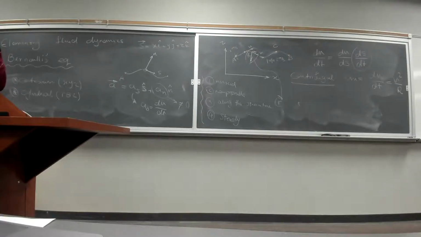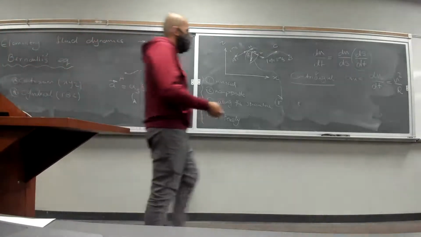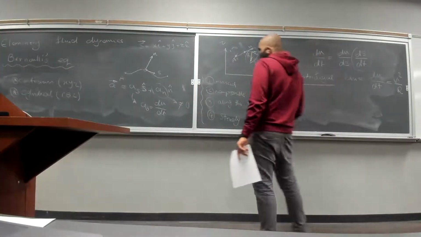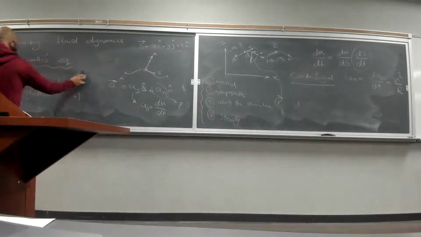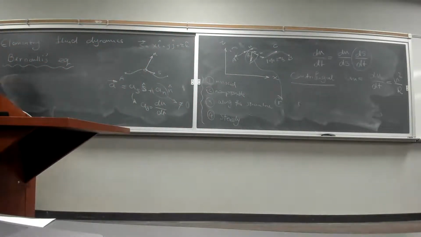So let's talk about these 2 accelerations a little bit, and let's see what happens if any of them are 0. Let me actually write this down. So your acceleration is going to be v dv ds s hat plus v squared over r n hat. Centrifugal acceleration and the changes in velocity with respect to your changes in position.